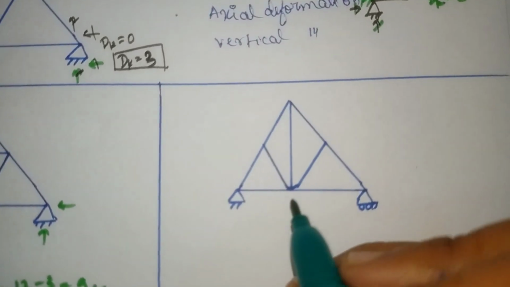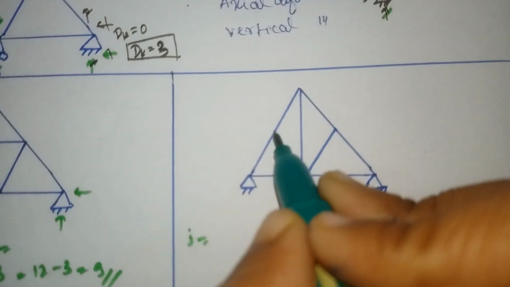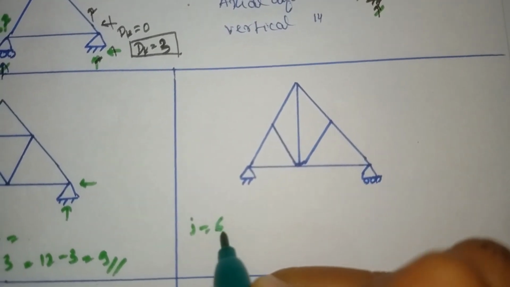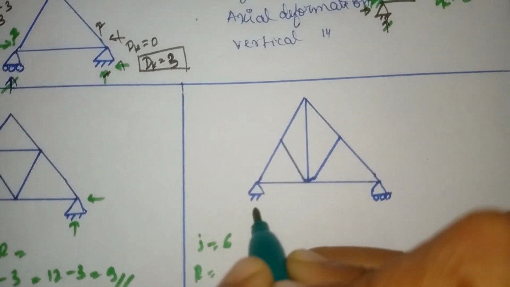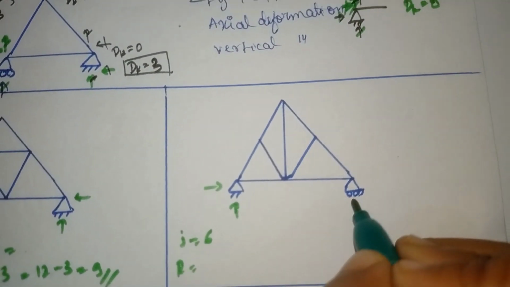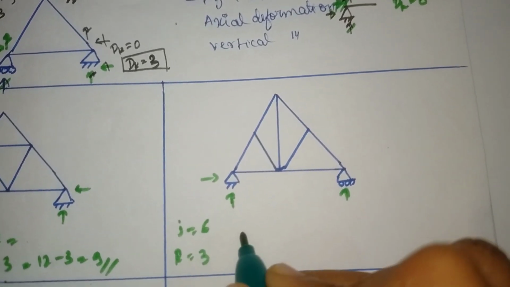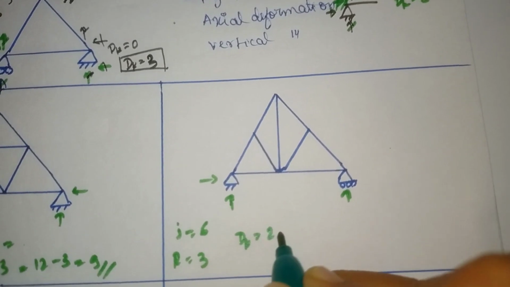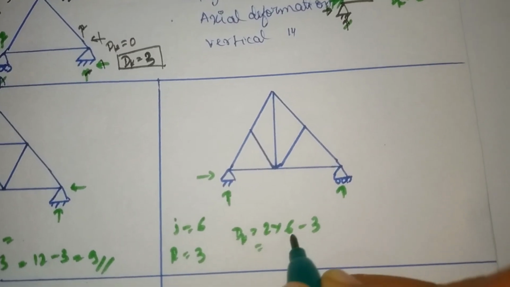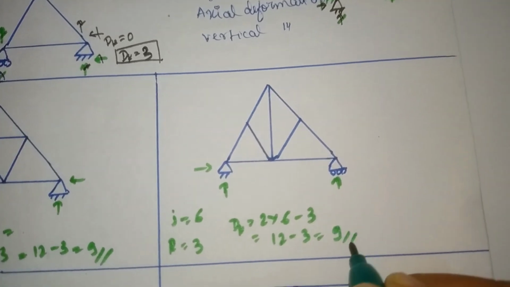So now this is one structure. How many joints? 1, 2, 3, 4, 5, 6. The number of joints is 6. And how many unknowns? At the hinge 2 reactions, horizontal and vertical, and at the roller only 1. So the number of reactions is 3. Now substitute in our formula. dk is equal to 2 into 6 minus 3. So 2 into 6, 12, minus 3, is 9. Our dk will come out as 9.